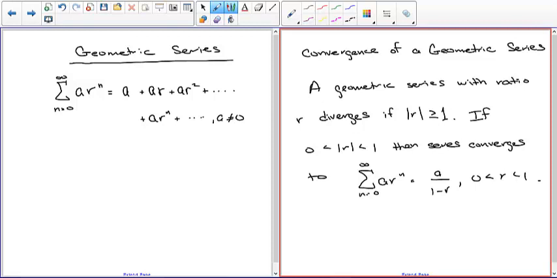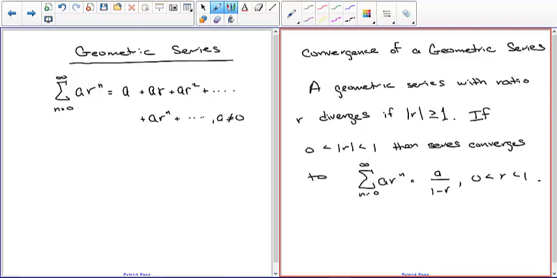So there's a convergence criteria for geometric series, and it says a geometric series with a ratio R diverges if the absolute value of the ratio is greater than or equal to 1. If the absolute value of the ratio is between 0 and 1, then the series converges. So that's one of several different convergence criteria, specifically for geometric series. And also, you can actually have an equation that tells you what that limit is.